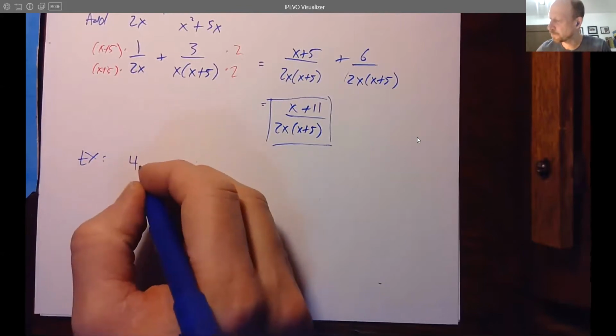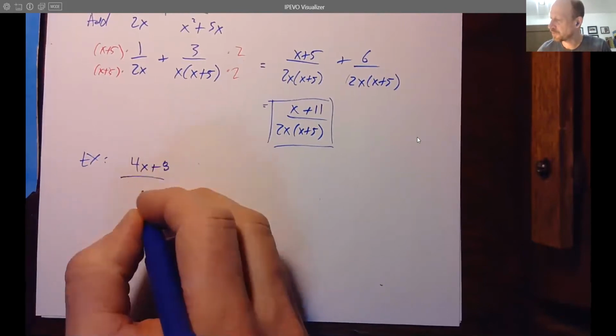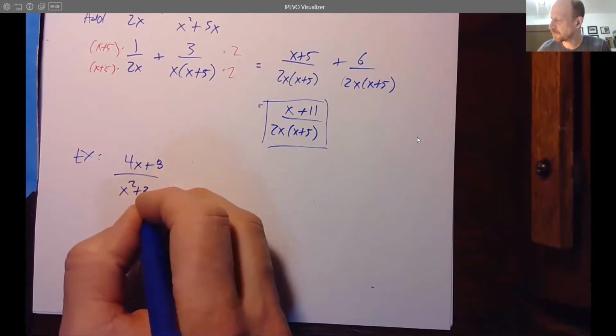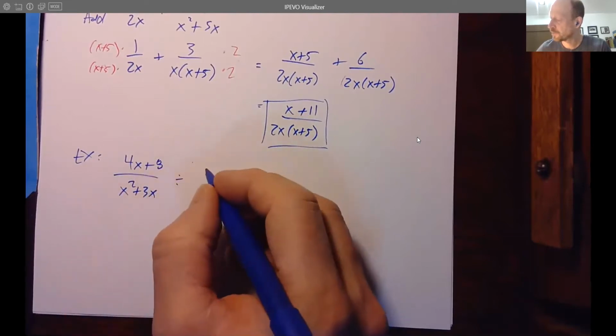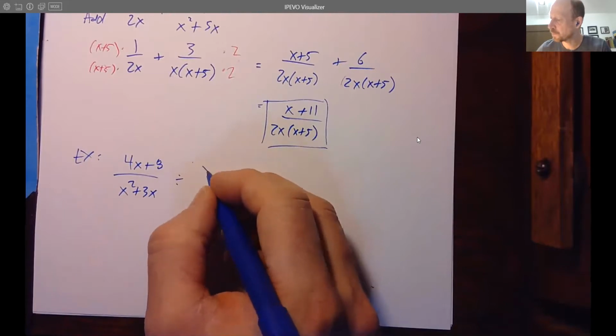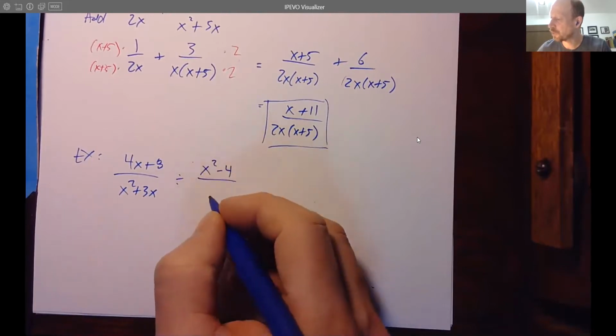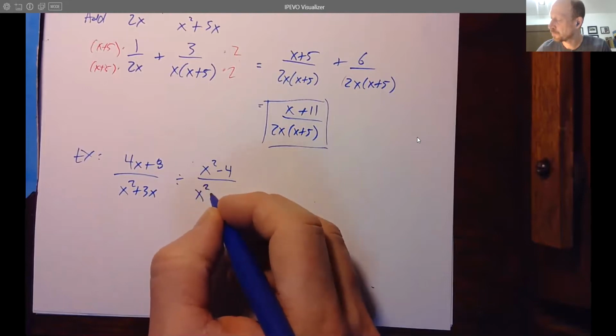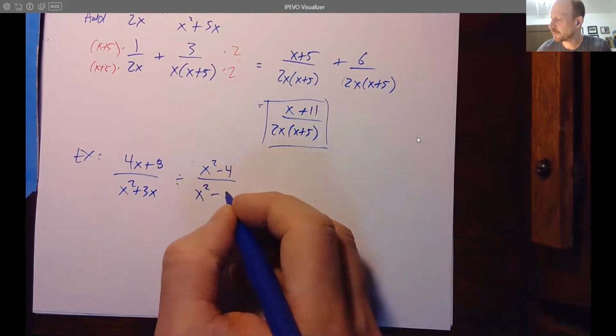How about 4x plus 8 over x squared plus 3x divided by x squared minus 4 over x squared minus 9.